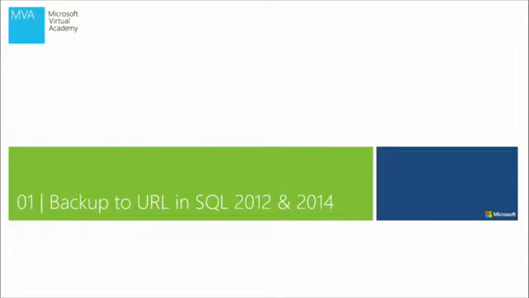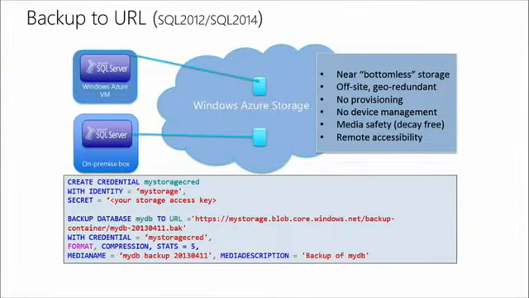So, backup to URL feature was first introduced in SQL 2012 CU2. We first introduced the T-SQL statement where the device type can now support URL, in addition to the ones that you are familiar with, like disk and also tape. So first of all, as you can see, the URL type is included in here. In addition to that, we have also introduced support for PowerShell as well as SMO, like in here.